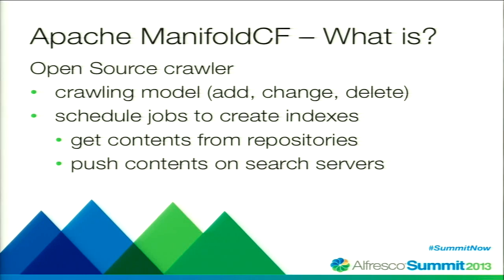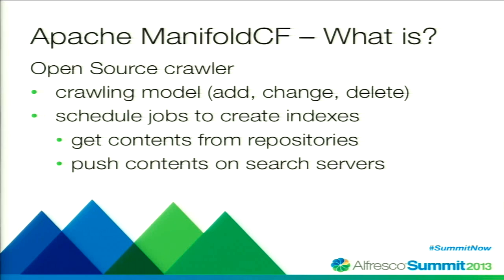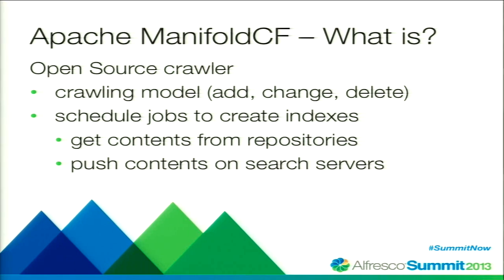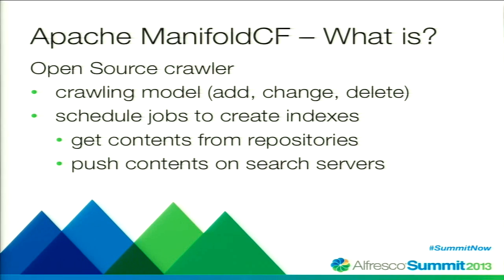What is Manifold? It's a crawler, and there is a crawling model, so we can extend Manifold, but also the actual connector will manage indexes using different ways to identify the operation that was performed in the repository. So we can use add, meaning there is new content in the repository, change, meaning some contents have changed, and then we have delete, because whenever you remove a content from the repository, you want the search engine to have the indexes updated without that content.